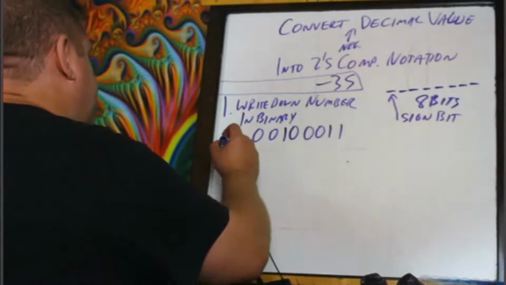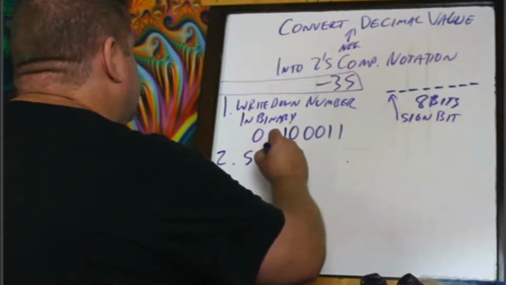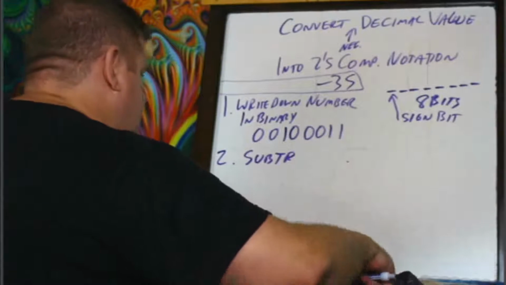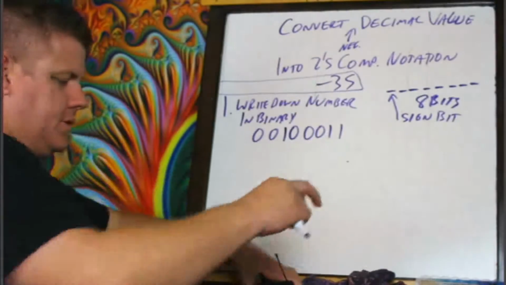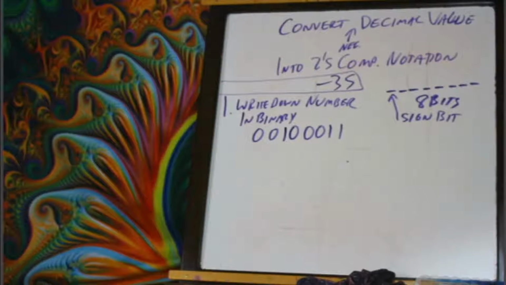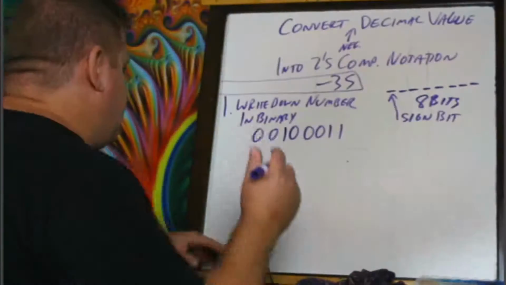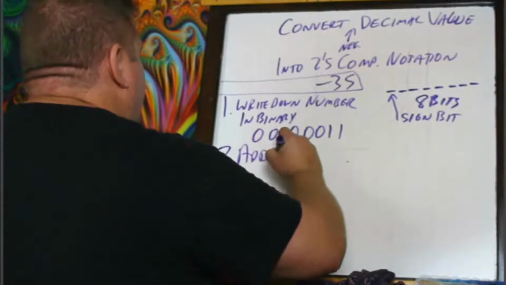All right, so that's the first thing, is to write down the number in binary. The second thing to do, subtract 1. Hang on a second. Okay, getting a little bit ahead of myself here. So we are going to add 1.